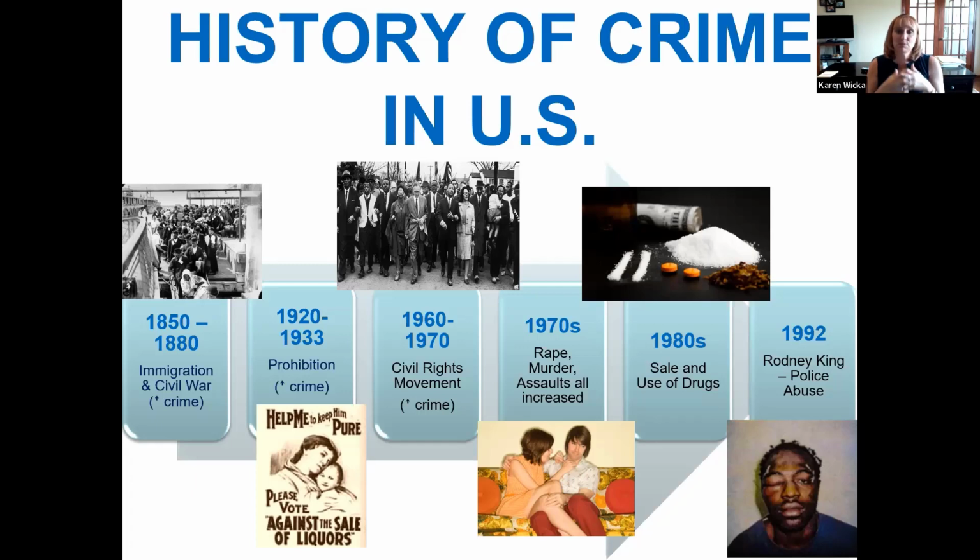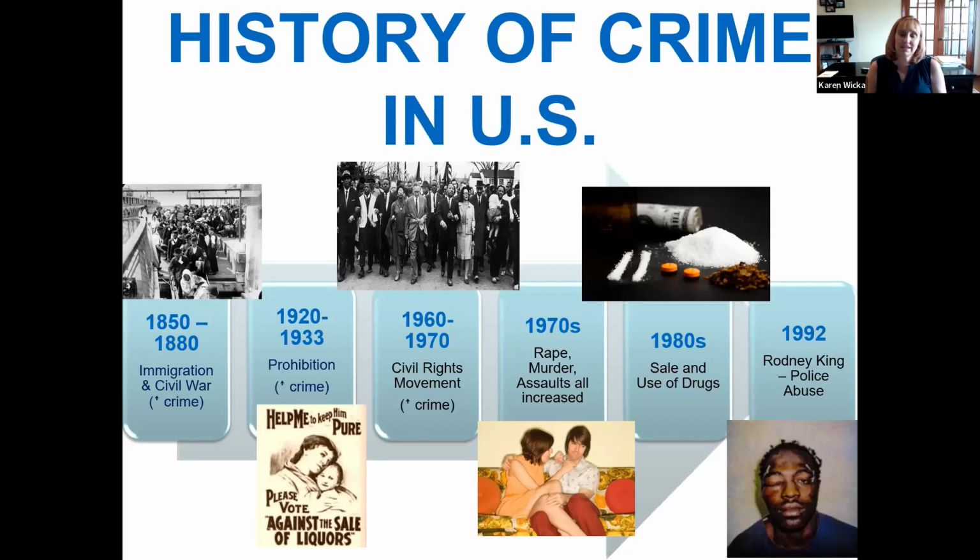And depending on which crimes we focus on will affect the laws and the policies and the procedures that exist in that time period. So when you trace history and look at crime throughout the United States, you can see different decades or generations had different focuses on crime. In the 1850s to the 1880s, the big focus in this country was immigration, and there was a civil war and an increase of crime during these time periods. A lot of people said immigration was causing crime, and the crime rate actually increased.